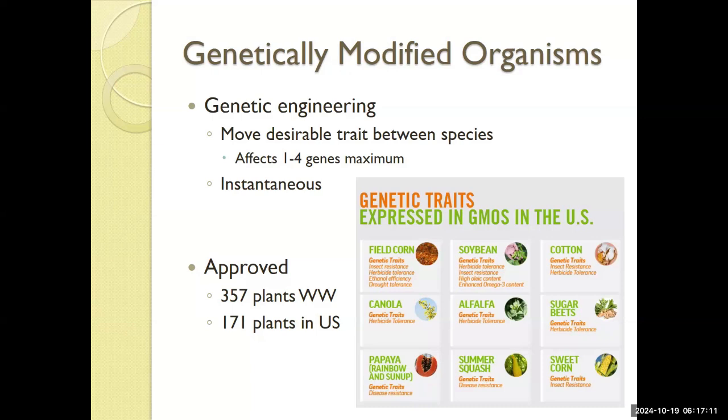No intermediates, no hits and misses. We can check for it. And so genetic traits have been approved in close to 400 plants worldwide and about half of them in the United States. We've made canola that are herbicide tolerant. We've made papaya with disease resistance. We've made soybeans healthier by adding high oleic content and increased omega-3 fatty acids.